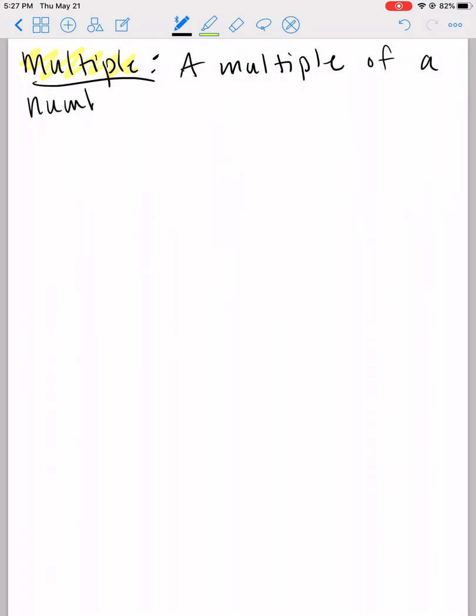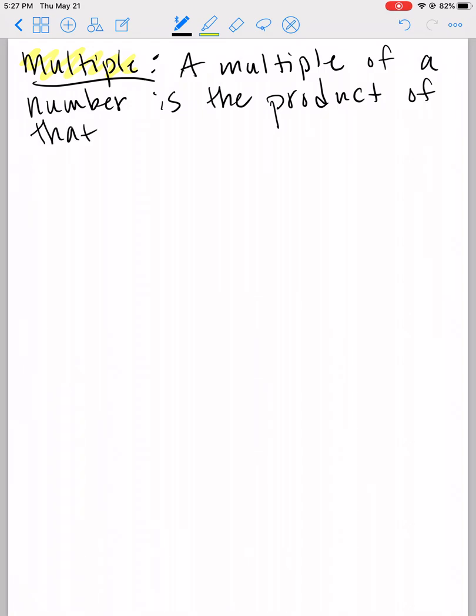We have 3 more words, okay? So the next one we have is multiple. Keep forgetting to highlight our words. A multiple of a number is the product of that number and any whole number.